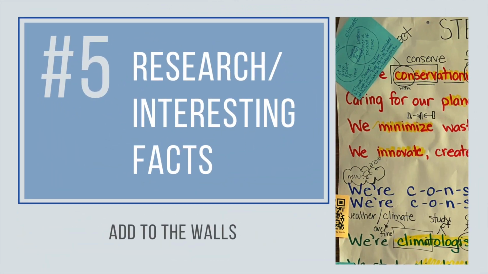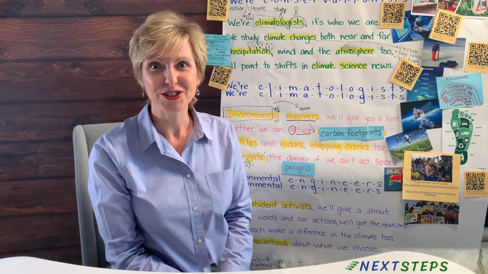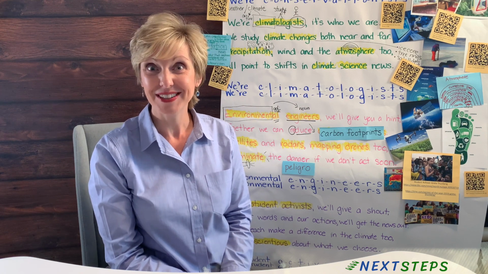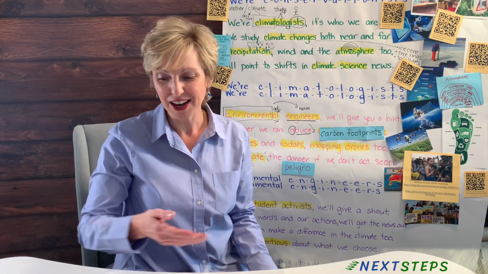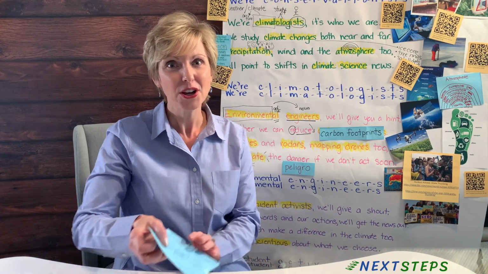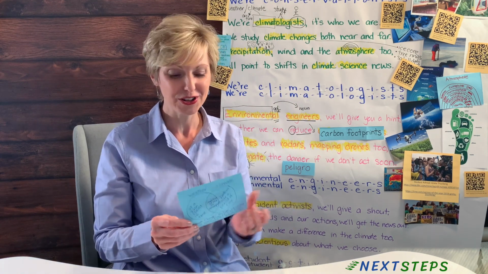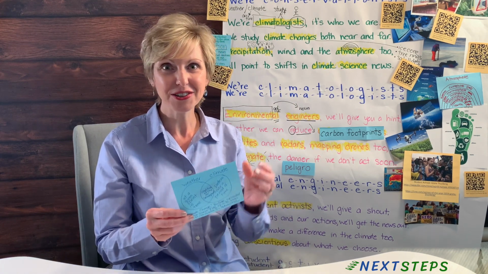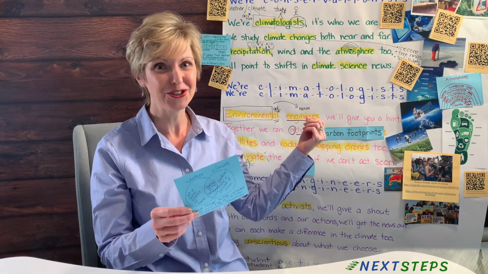Number 5, research interesting facts. Depending on your content, it may ignite students' curiosity about the content itself. In this case, on a little square piece of paper, students would do some additional research, add the information they learned, cite their source, and add it to the chart.